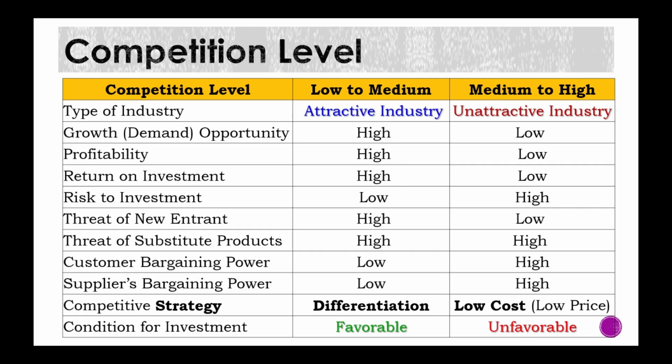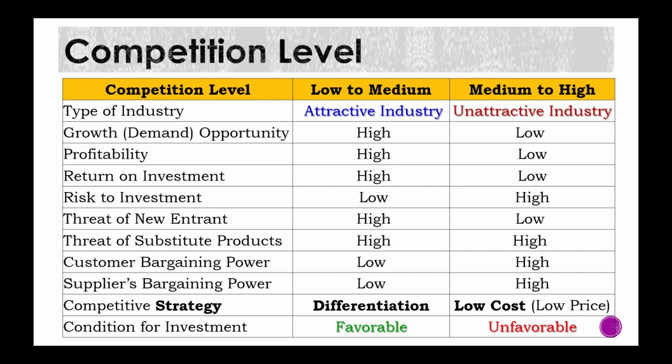As we said earlier, the 5 factors identified by Michael Porter affect the level of competition in any industry. When the level of competition is low or low to medium, the industry is said to be attractive, favorable for investment to the existing organization, as it is full of opportunities for growth and profitability. And when the competition level is medium to high, the industries are said to be unattractive.